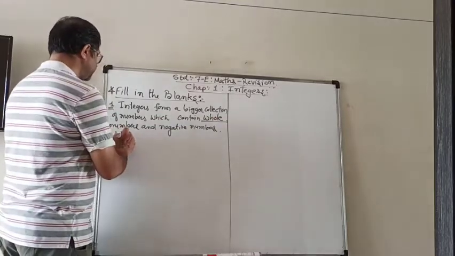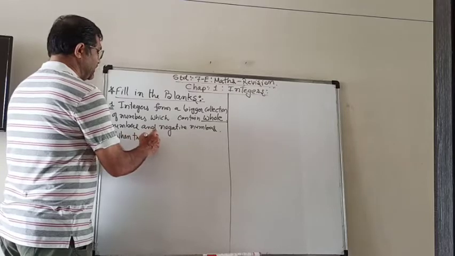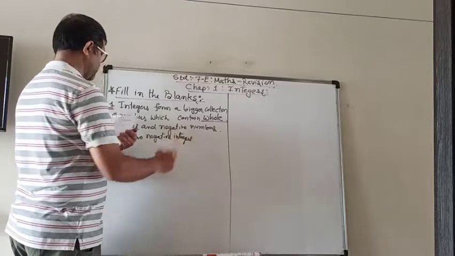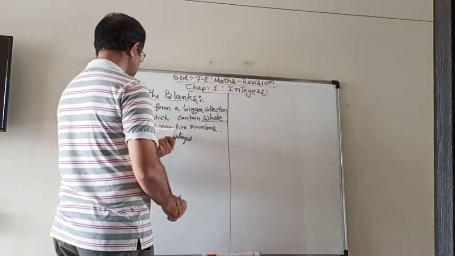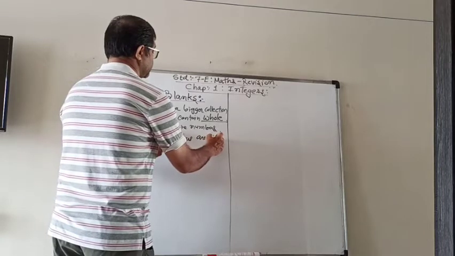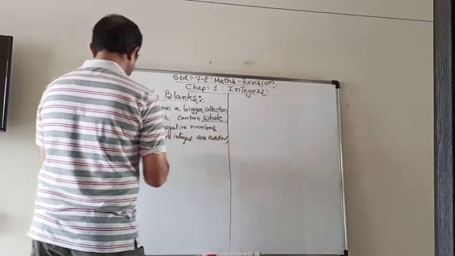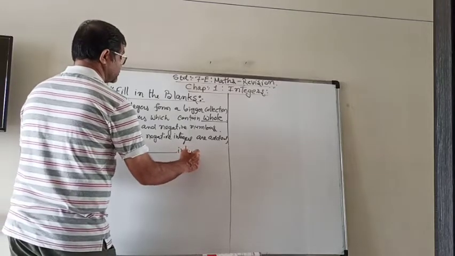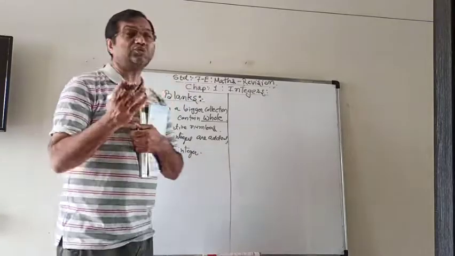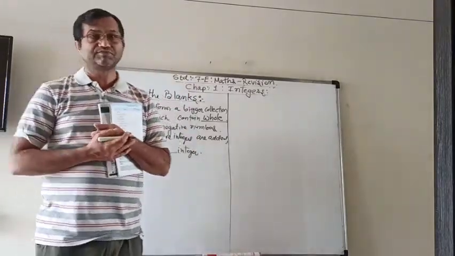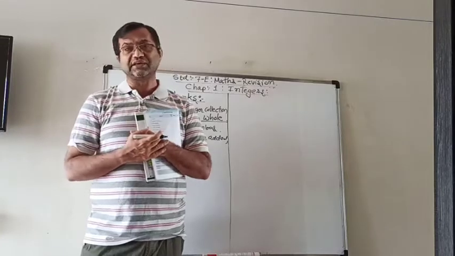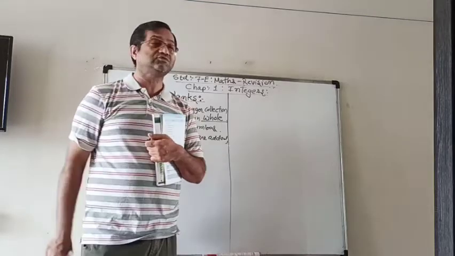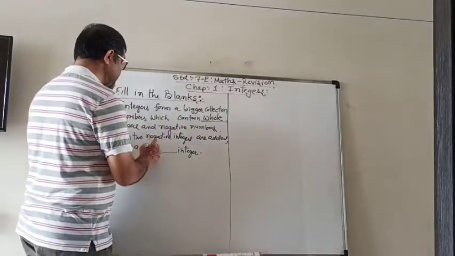Second, when two negative integers are added, we get a blank integer. So when you add two negative integers, I already explained to you that if two negative integers are there, we add them, but again the answer will take the negative sign. So we get a negative integer.